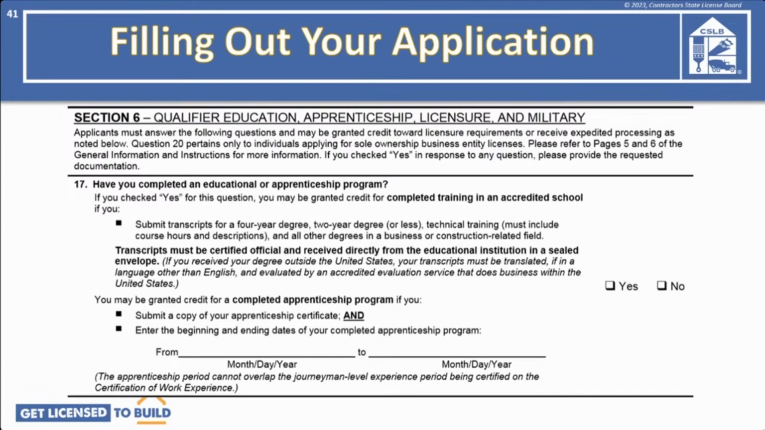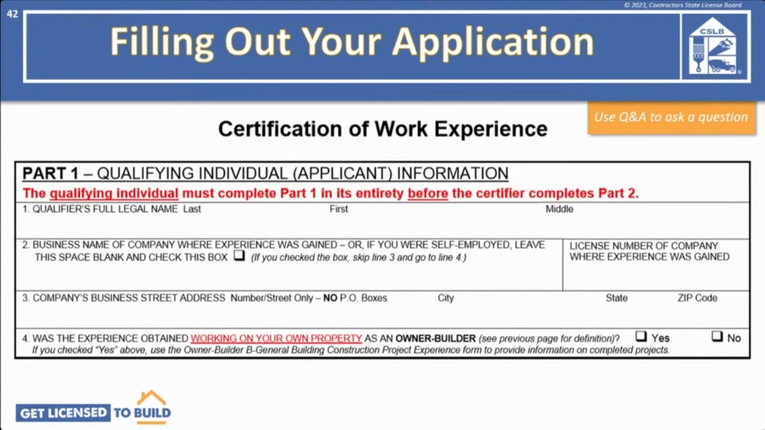Parts of the application, Certification of Work Experience, Part 1. Now we will discuss the certification of work experience. Part 1 will be filled out by you, the applicant. Here you will list information about your employer, where you gained your experience. If you were self-employed when you gained your experience, make sure to check the box in line 2. If you are applying for a B, general construction license, you will be using experience obtained while working on your own property. Make sure to mark the box in line 4 and complete an owner-builder construction project experience form that we will discuss later.